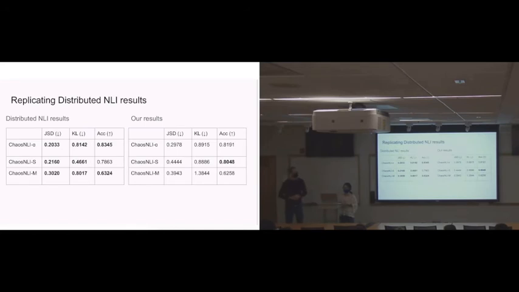And these are our results compared to the paper. We can see that for the most part, our numbers are a little bit worse than theirs, but they're pretty comparable, and we think this is mostly because of the smaller batch size.